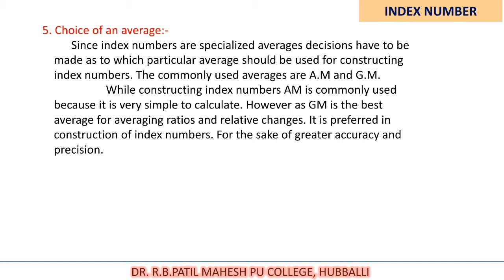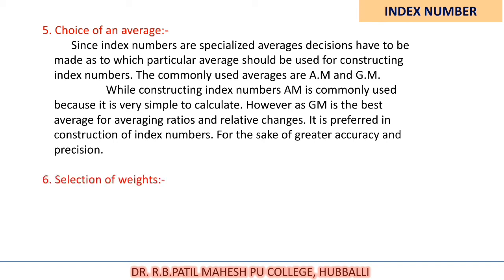But GM is the best average for averaging ratios. It is preferred in the construction of index numbers for the sake of greater accuracy and precision. But for construction of index numbers, we use AM because it is simple to calculate and easy to understand.